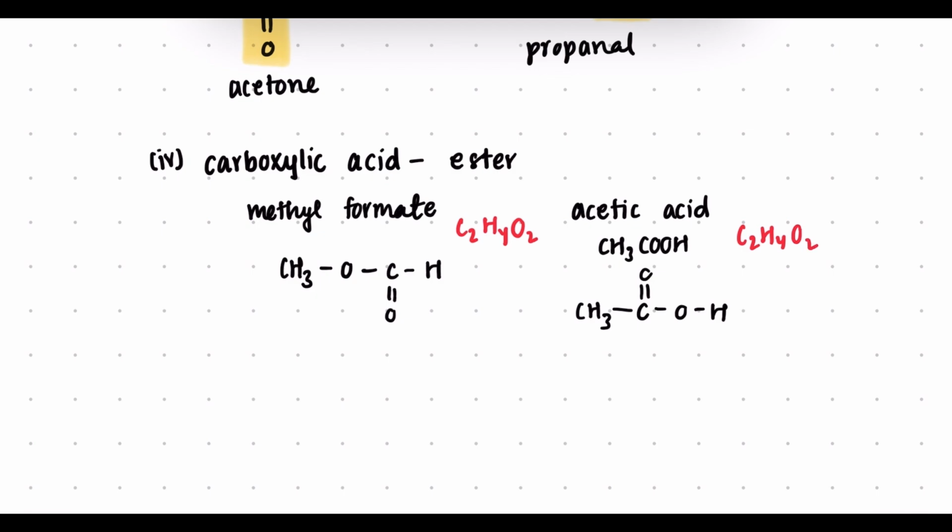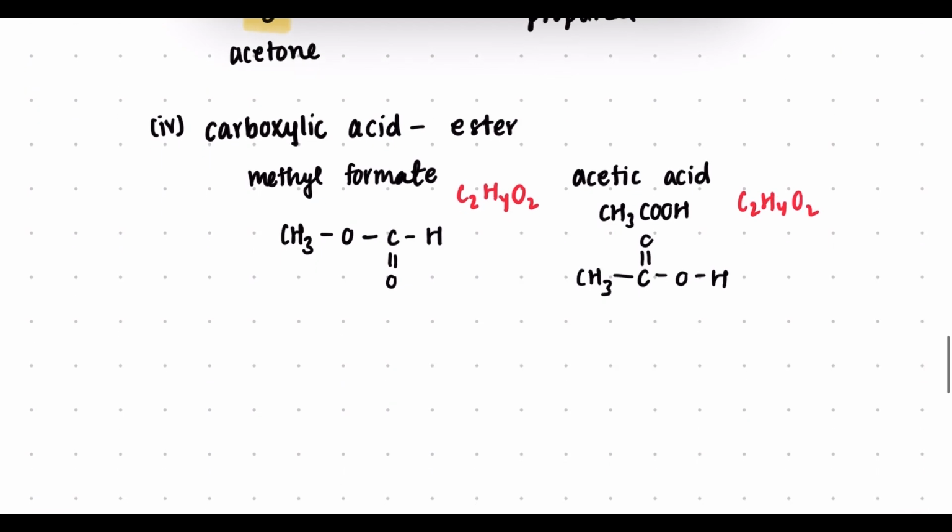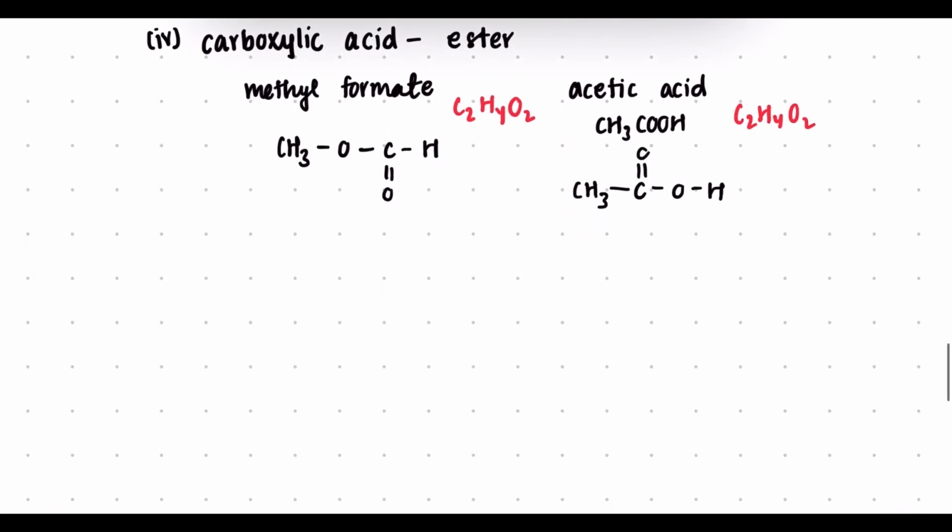So yeah, that's that. You have the same molecular formula, just the functional group is changing. One of them has an ester functional group and the other one has an acid functional group. Now our 5th type of functional isomer is called the primary, secondary, and tertiary amines.